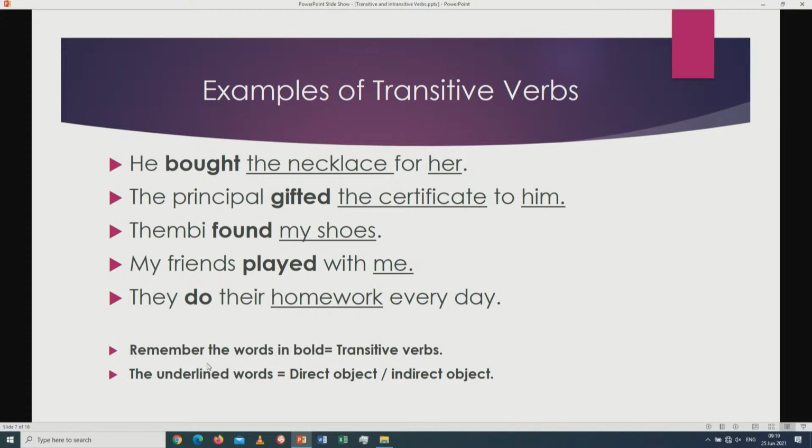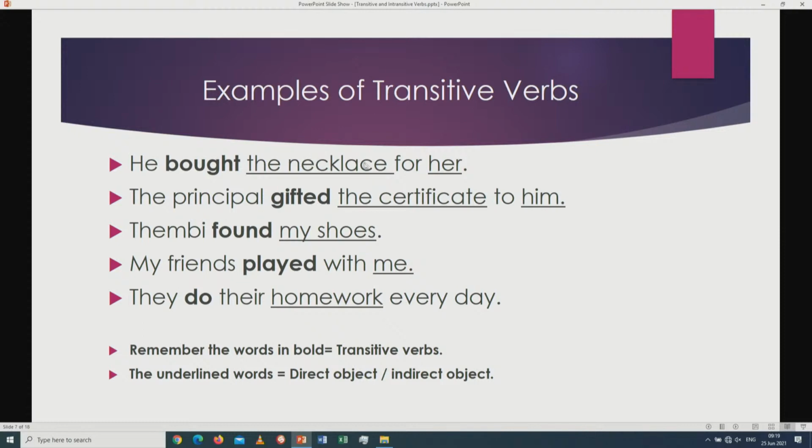Remember, the words in bold, these ones, bought, gifted, found, played, do, those are your transitive verbs. The underlined words are your direct object or your indirect object. So the words in bold become your transitive verbs: bought, gifted, found, played, do. Transitive verbs because they carry over onto a direct object. The underlined words are your direct object or your indirect object.